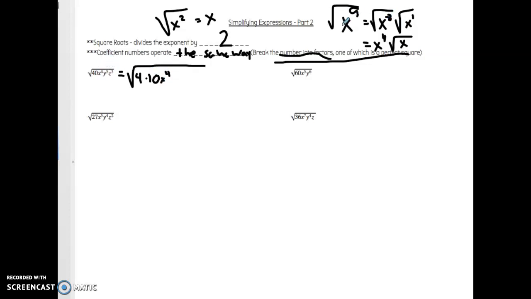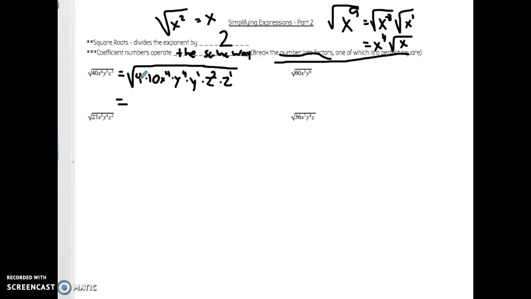So I'm going to do just like I did up here. I'm going to break it into two factors. I'm going to break it into y^4 times y^1, right? I'm trying to simplify as much as I can. And I can divide this by 2, but I cannot divide this by 2. Same with z^3, right? z^3 is odd, so I can do z squared times z to the first. And now I'm ready to simplify these.